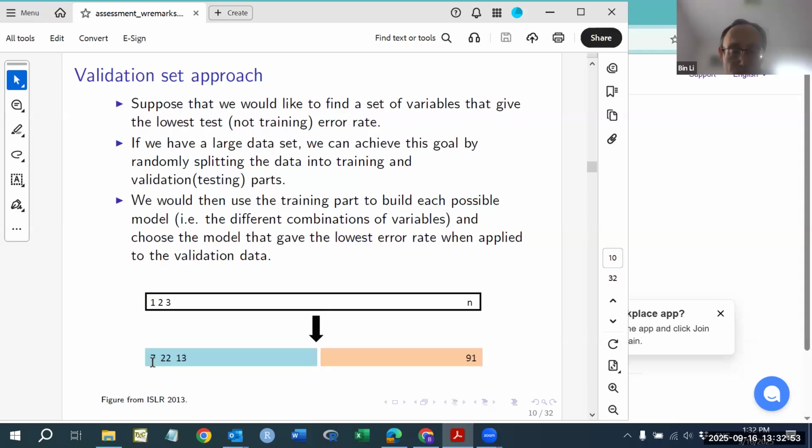That's commonly used. So suppose we have a data set, and we want to find a model that can minimize the extra-sample error. What we can do is split the data set into training and validation. We fit a model on the training set and then estimate its performance on the validation set.